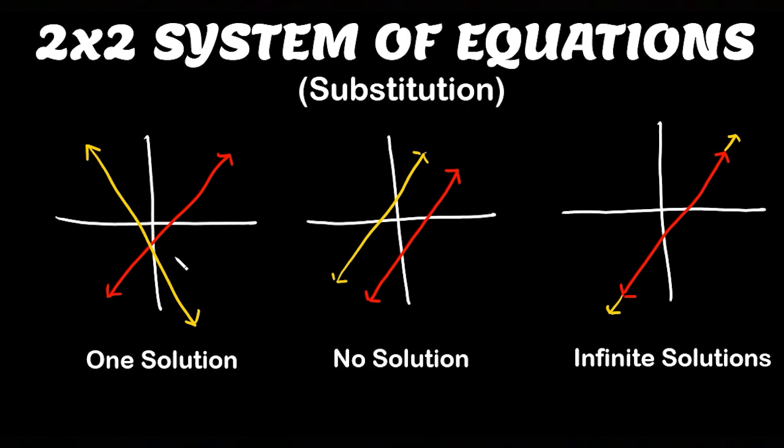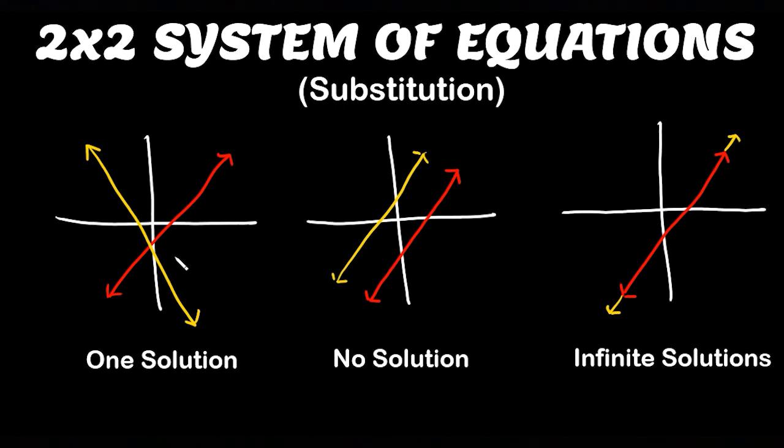So a system of equations is just when you have two equations and two variables, hence the name a 2x2 system of equations. And essentially what you're trying to do is solve the system of equations, meaning you're trying to find the intersection point. That's what it means when they want you to solve a system of equations. You want to find the intersection point or where they're crossing.